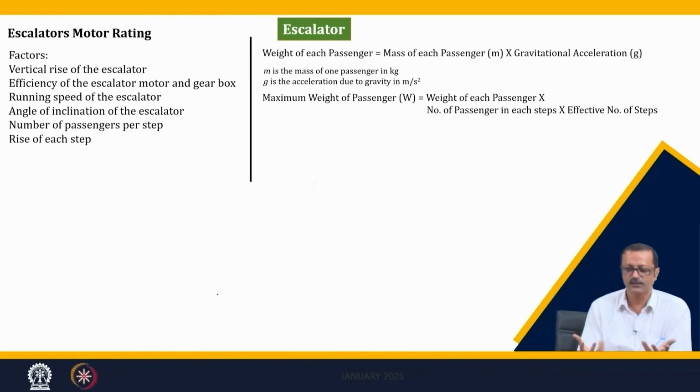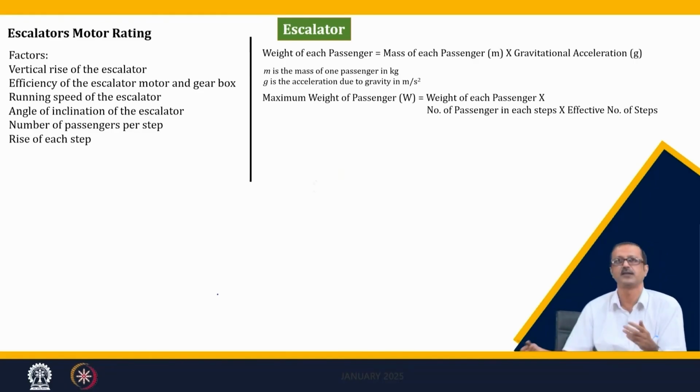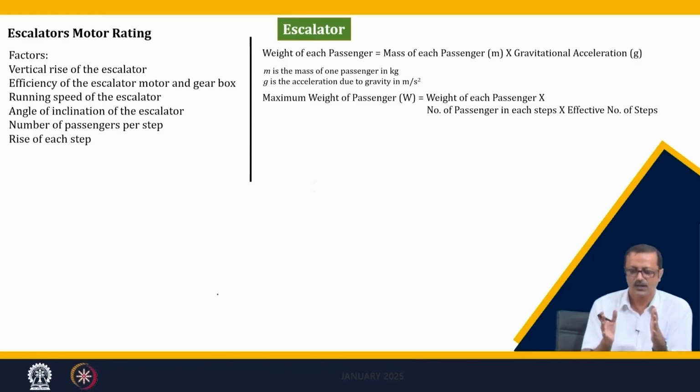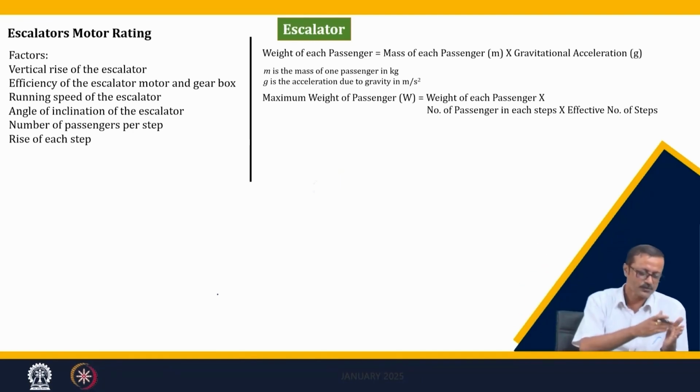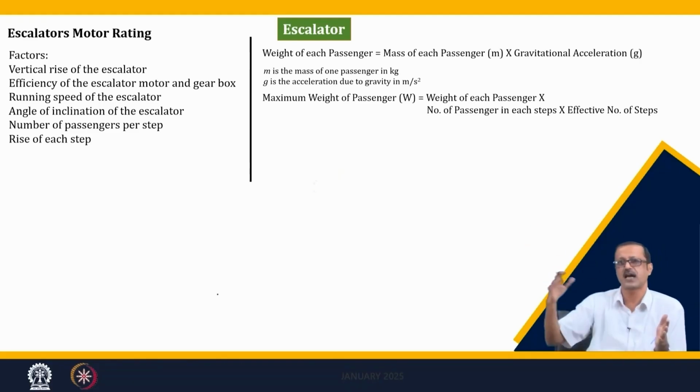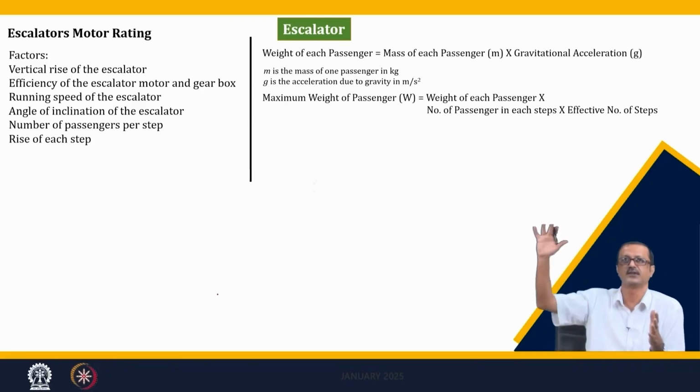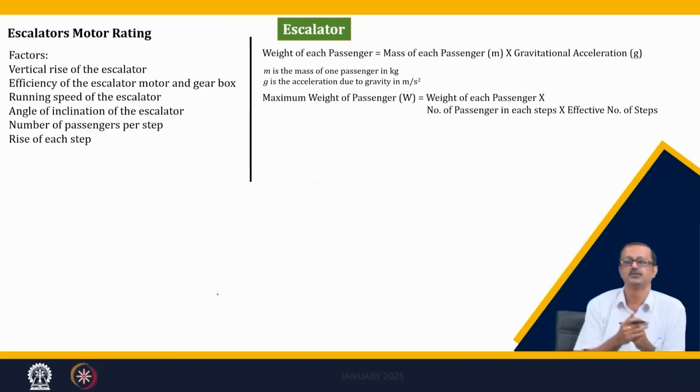So, if I want to find out the maximum weight of the persons in a particular escalator, I am assuming that the whole escalator from the ground to the top is full of people. Sometimes it happens in the airport, sometimes in the railway station. It is full in the busy time, when a train has arrived or maybe 2-3 planes arrive suddenly. So, there is a crowd. So, that will be the maximum.